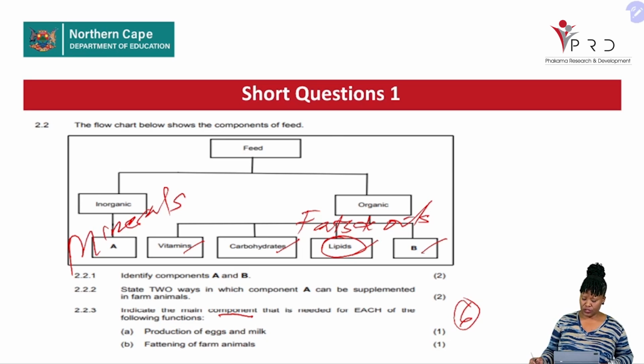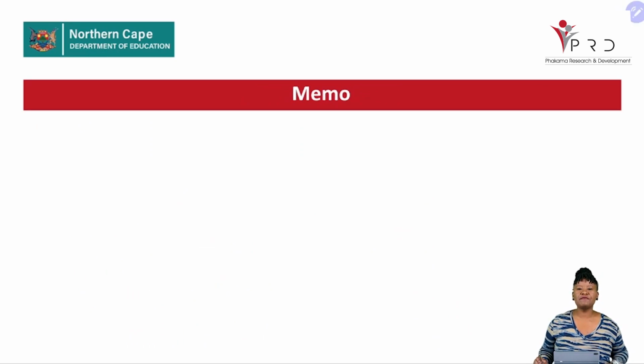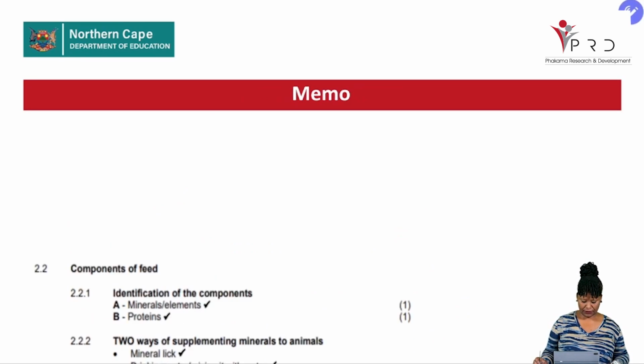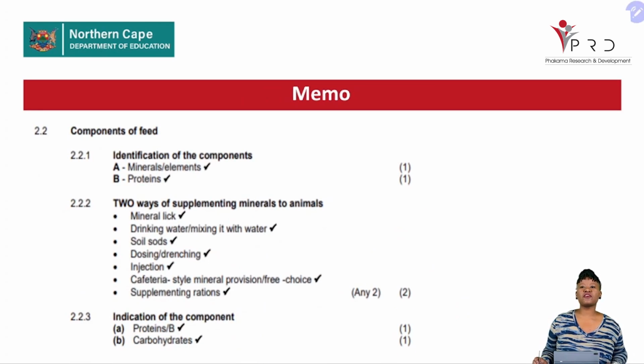State two ways in which component A, which are the minerals, can be supplemented in farm animals. There are different ways of supplementing minerals. So the information that is needed from you is about the topic when it talks about the supplements. So how minerals are supplemented, that's what you need to focus on in this question.